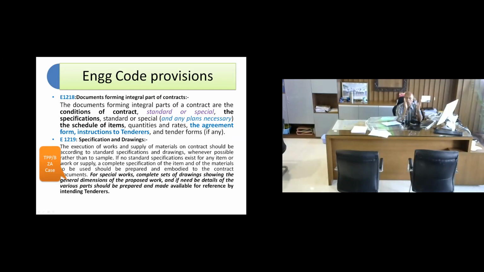Okay, so as I was saying, before invitation of tender, we need to have certain things in place. The engineering code also lays down what the documents are which form an integral part of the contract. It says conditions of contract, standard or special specification, general specification or special specification, then schedule of items, quantity and rates, agreement form, instructions to tenderers, tender forms. Then it says all the specifications and drawings must be ready before you invite a tender.